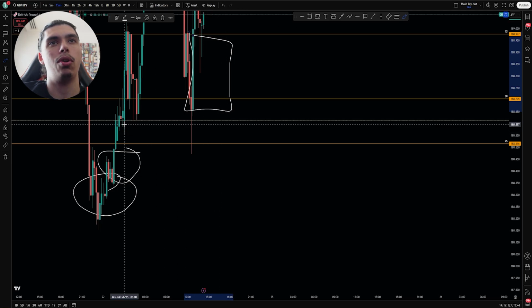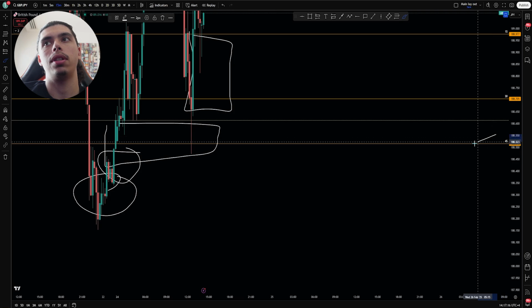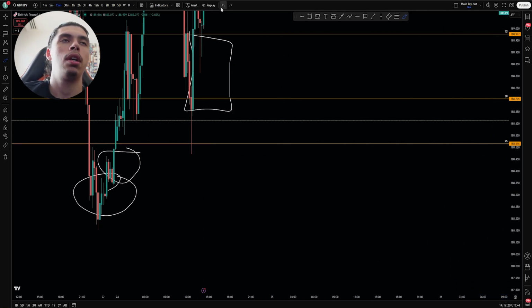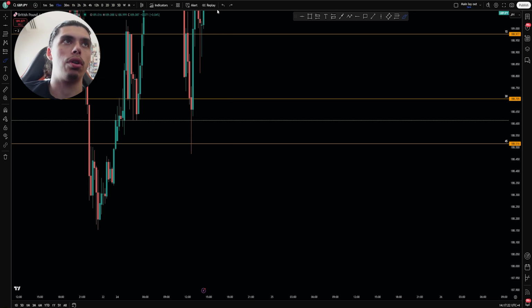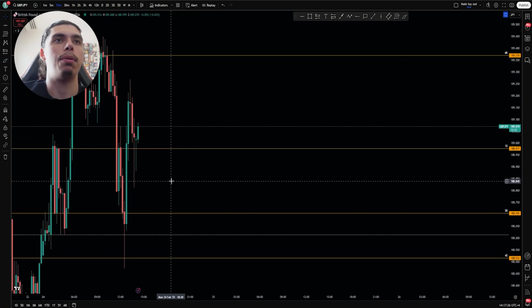If we can get below, yes, we can start to argue this zone, but there's a 4 hour support sitting right here, so probably not going to be your best idea to do so, right? So those are the zones you want to look for a trade. You want to be looking to execute in these types of zones, right?